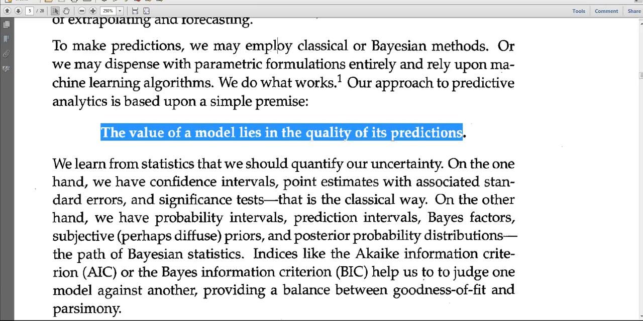So that's the difference. A traditional approach is trying to understand what's going on underneath the hood, so to speak, whereas here we're just saying if it works, we're going to use it. That's all.